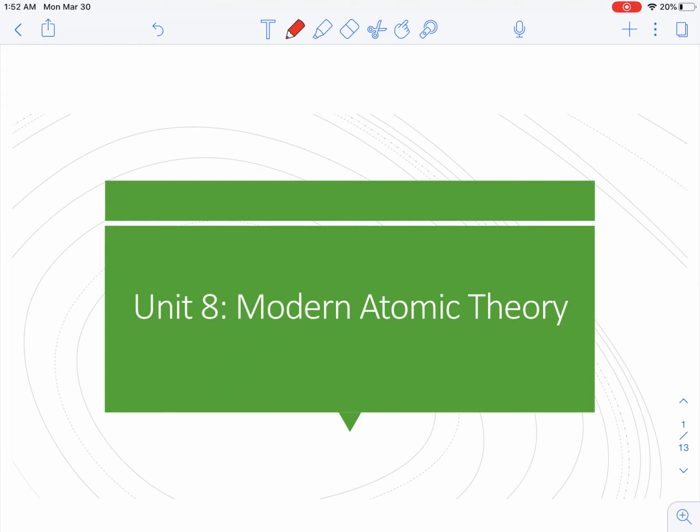Alright class, today we're going to begin looking at Unit 8, getting into our modern atomic theory. A lot of what we're going to be doing is thinking all the way back to what we covered in Unit 2 of early atomic theory, moving our way up through this increasingly complex understanding of the atom. Today we're going to focus on how that has changed in the past about 100 years to where we are today with our current understanding of what the atom looks like at that very small atomic scale.